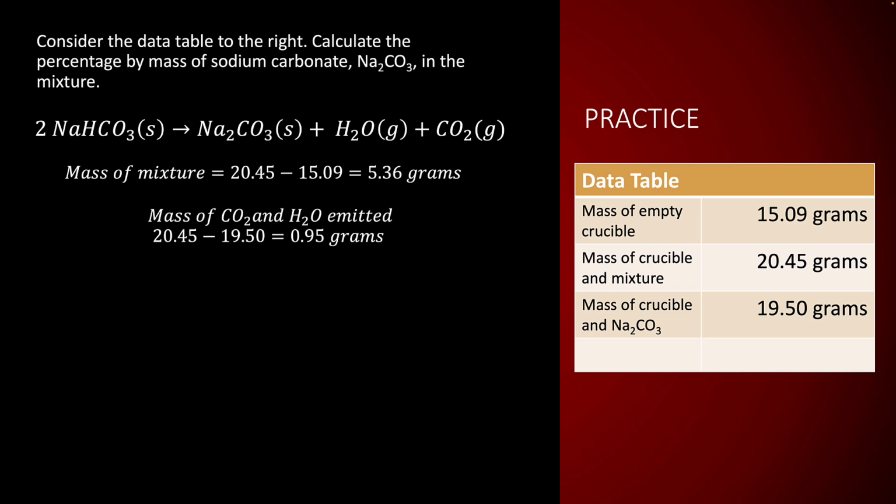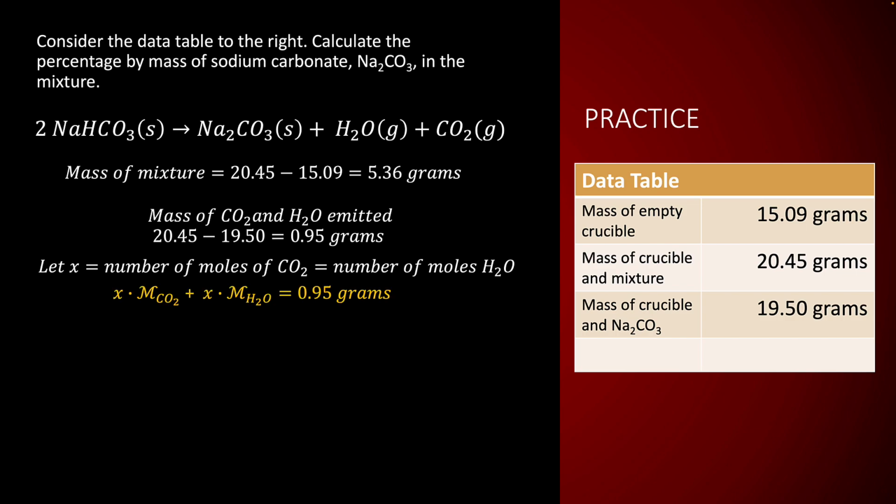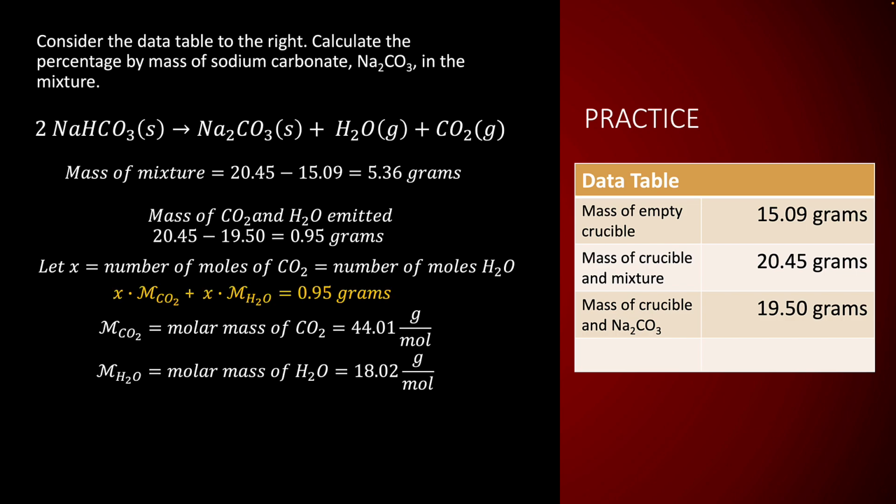The mass of the CO2 and water emitted may be obtained by taking the mass of the crucible and sodium carbonate and subtracting that from the mass of the mixture. And here we obtain a mass of 0.95 grams. And then we do a little algebra.